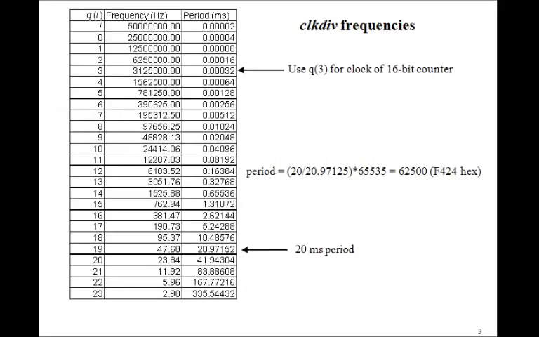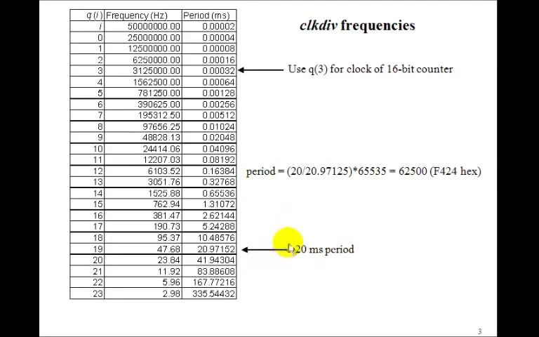Well, let's go back and look at our clock div frequencies. We need a 20 millisecond period, so we have to go all the way to Q19 to get more than 20 milliseconds. And to make a 16-bit counter, we'll count back here 16, and that brings us back to Q3. So if we use Q3 as the clock input to a 16-bit counter, then we can count from 0 to 65,535 in a 20 millisecond period.